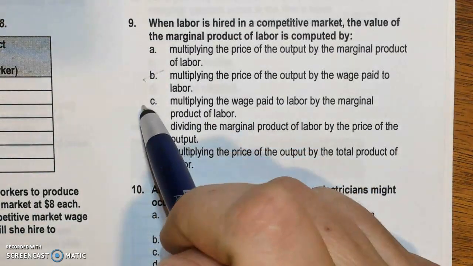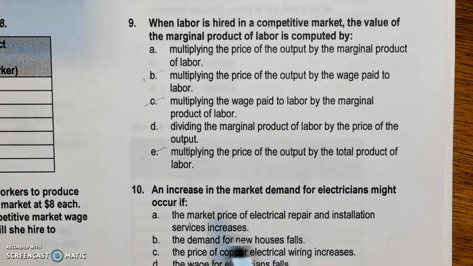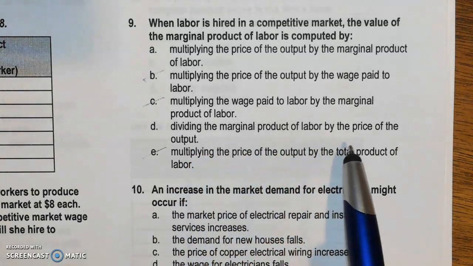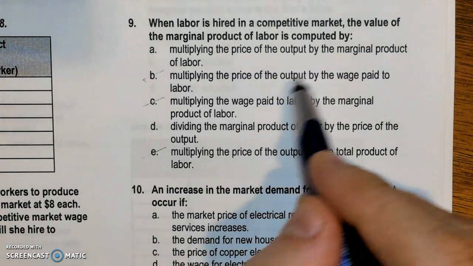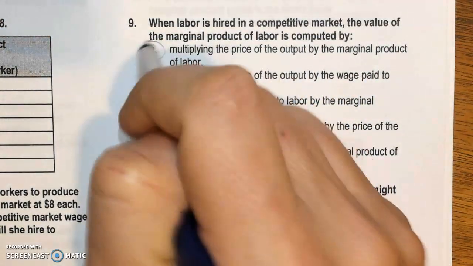Thus, this takes out B, it takes out C, and we don't want to divide the marginal product of labor by the price. We are multiplying the price of the output by the marginal product of labor.